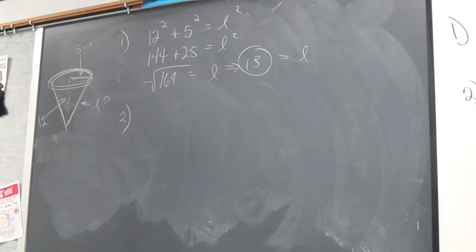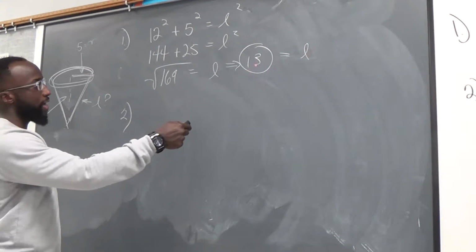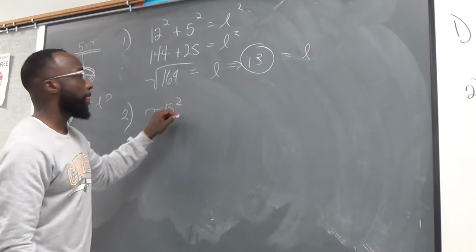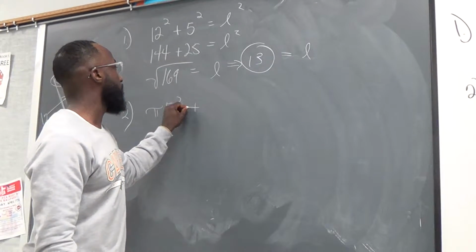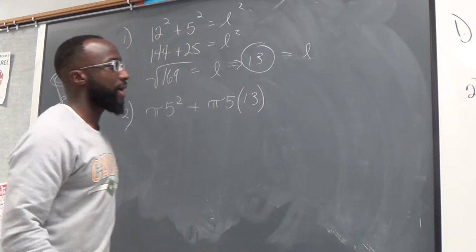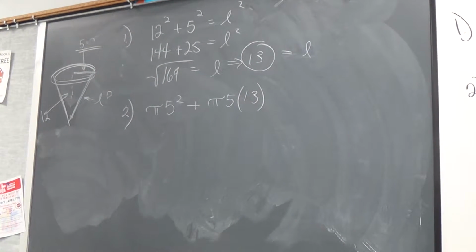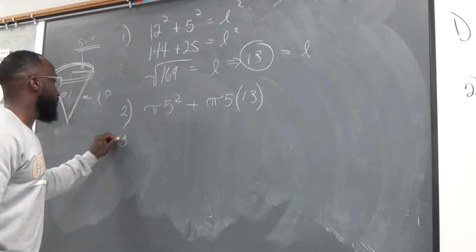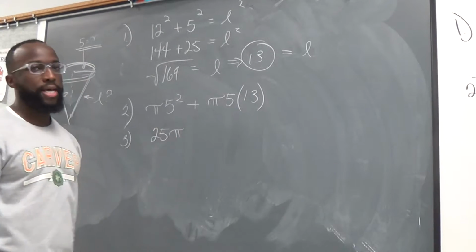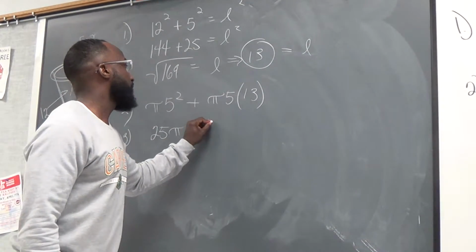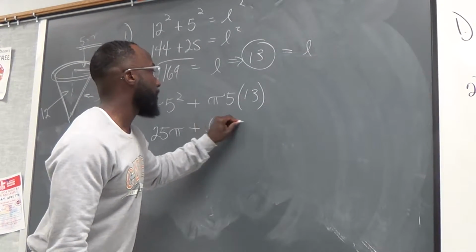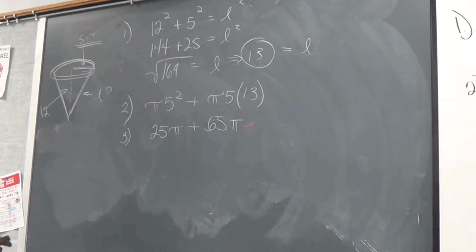Number 2, you're going to rewrite this formula with your L value, which is 13, and your radius. So that's going to be pi times r squared, 5 is the radius, plus pi times r times L, which is 13. You rewrote the formula here. Next, you want to simplify, leaving the pi in the expression. So we have 25 pi here, plus 65 pi. 5 times 13 is 65 pi. We good with that?